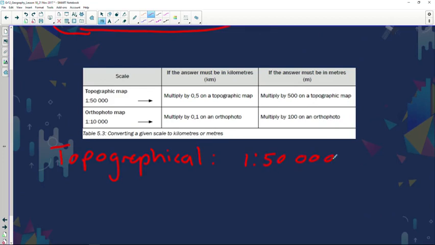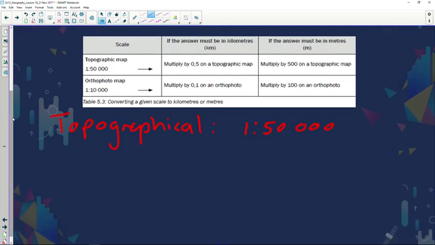Now the formula that we're going to use over here is straightforward. If I want my answer in kilometers, keep in mind we use the units of measurement of kilometers and meters because we are in South Africa. So if I want to calculate my answer in kilometers, I take my centimeters between one point and another point and I times it with 0.5. That's my formula, and I will get my answer in kilometers.